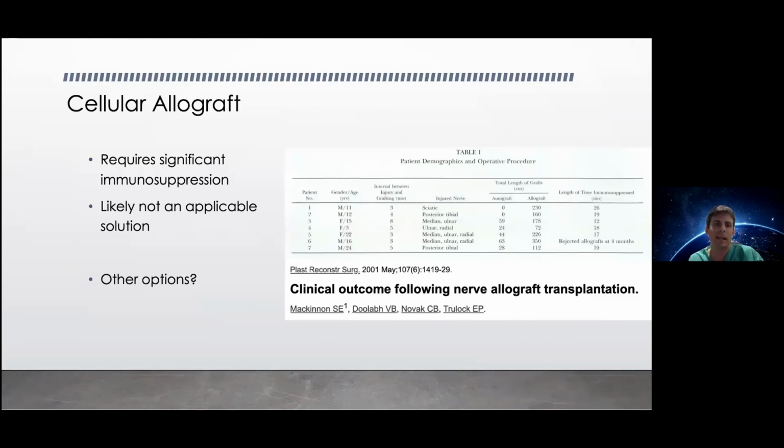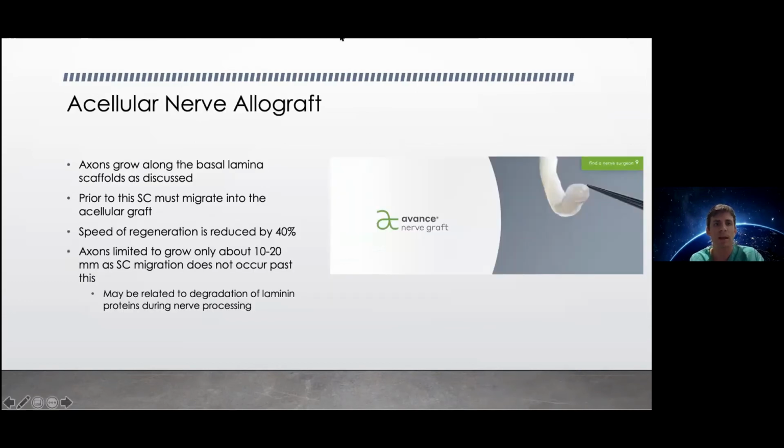So what about using allograft? Can you take a piece of donor nerve that's the exact same size? Well, the patients need immune suppression, so we don't really use that. What about acellular autograft? That is a product that's available off the shelf. It, again, can be sized almost perfectly. The problem is that there are no cells in these grafts.